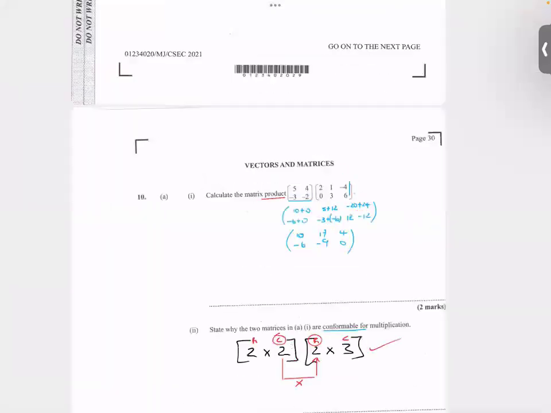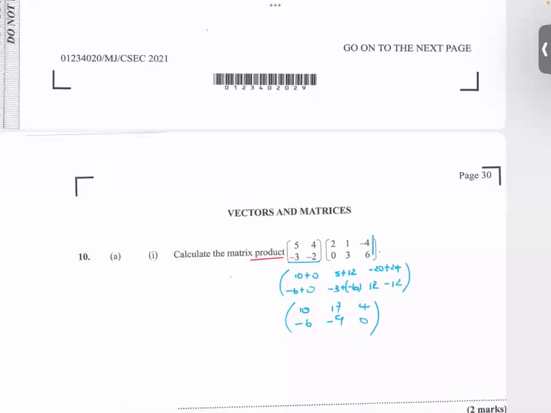All right, so this is where we left off, right? So we're going to go to question 9.